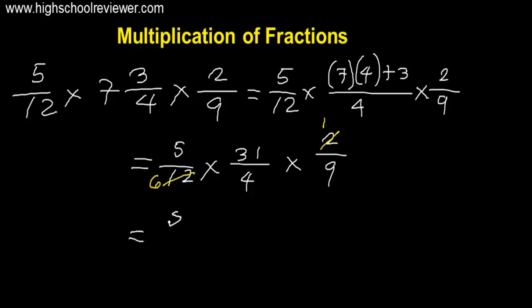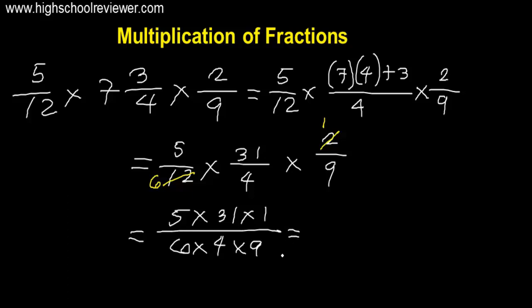This will now be 5 times 31 times 1 all over 6 times 4 times 9, and we will have here 155 all over 216. We cannot simplify this anymore. Therefore, 155 all over 216 is our final answer.